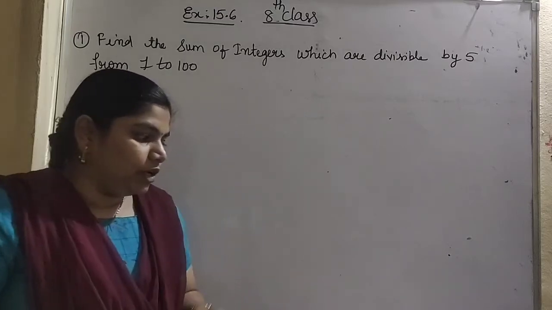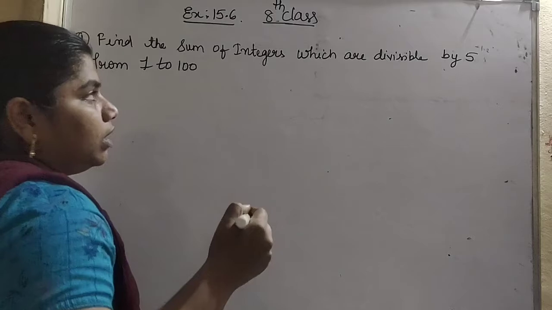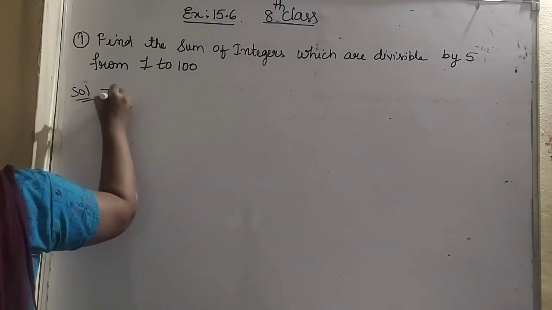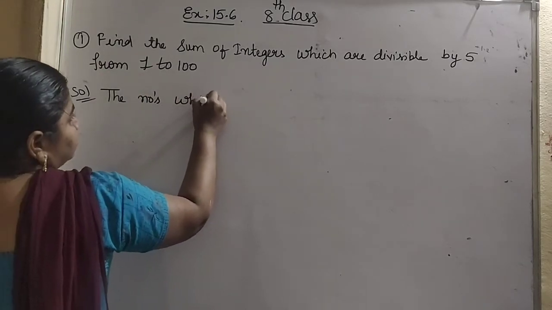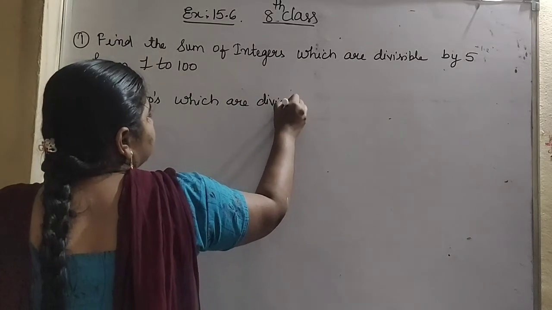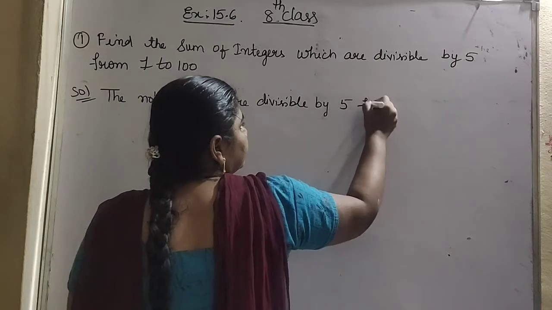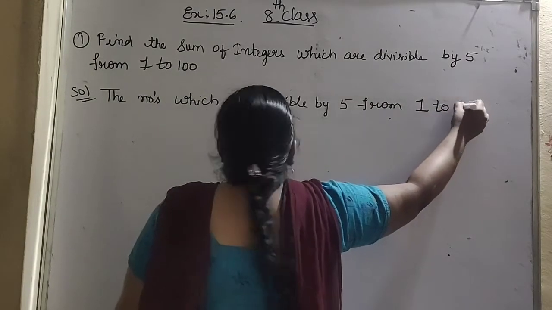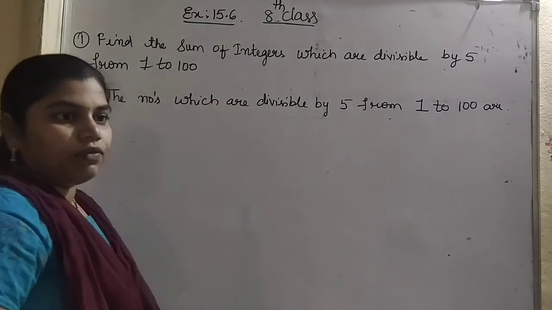So the numbers which are divisible by 5 from 1 to 100, what are the numbers which are divisible by 5, we will see. So the numbers which are divisible by 5 from 1 to 100 are. So we know, what is the divisibility rule of 5?